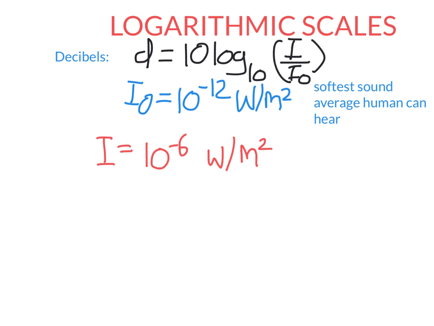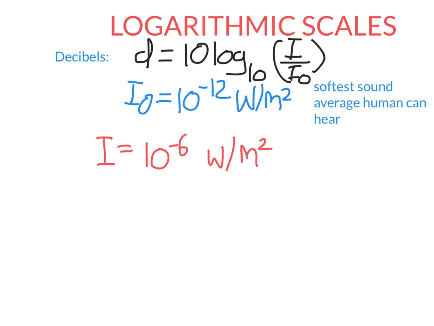D is the number of decibels. It's 10 log base 10 of I over I0. So here I stands for intensity. I0 is like the zero intensity. It is the softest sound the average human can hear. Turns out to be energy of about 10 to the minus 12 watts per meter squared. So in terms of intensity, we really mean the energy.